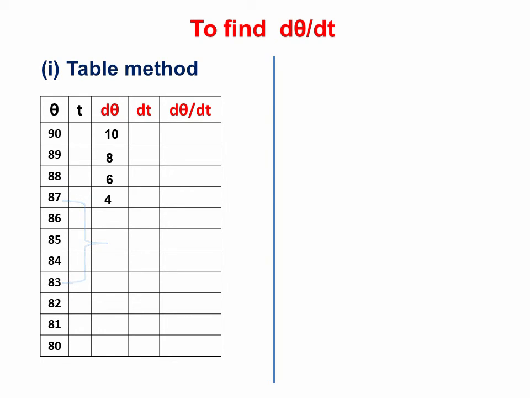4 and 2. 86 minus 84 is 2. So, finally, we have 5 readings in d theta. The same procedure is followed in finding dt. So, finally, we have 5 values in d theta and 5 values in dt.